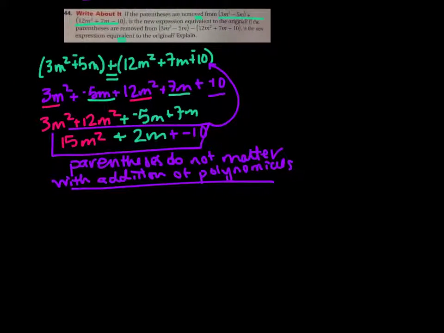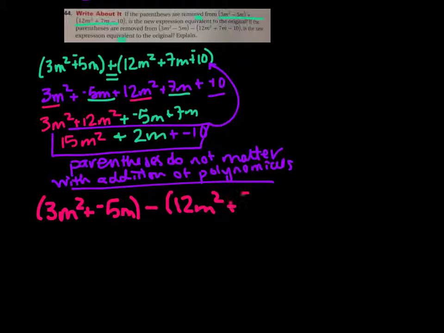So our next part of this problem is this. We have 3m squared plus a negative 5m. I'm just writing it like this right away, so I have that plus a negative already figured out. And then minus 12m squared plus 7m minus 10.